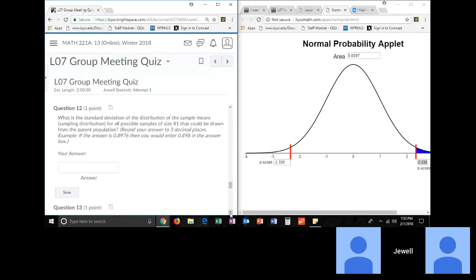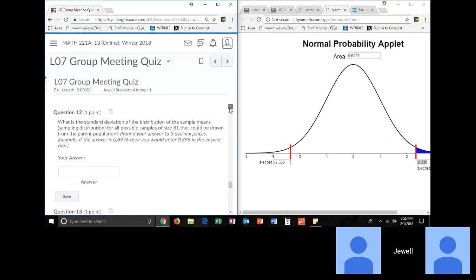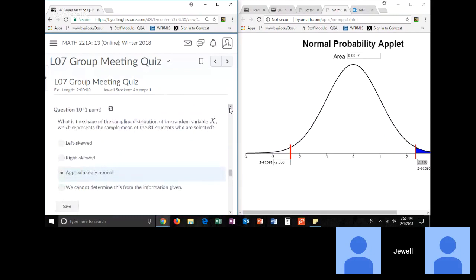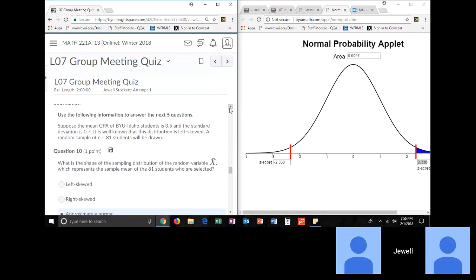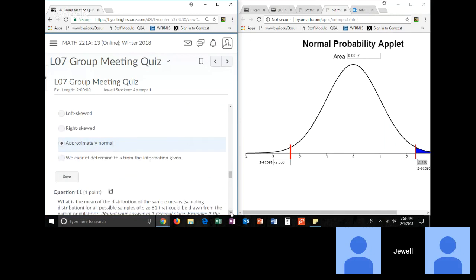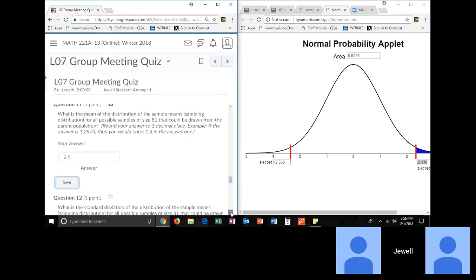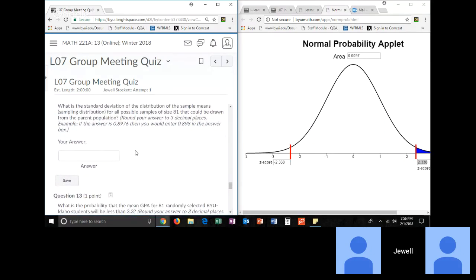So if n is 81, sorry, I'm just pulling up my calculator. So 0.7 divided by 9, is that what you're doing? Are you guys getting 0.7 divided by 9? So I got 0.077. Oh, it's 0.078, so 0.08 when rounded. 3 decimal places.